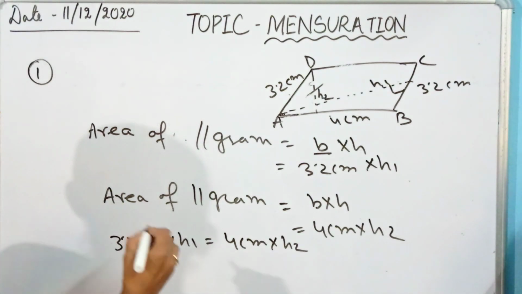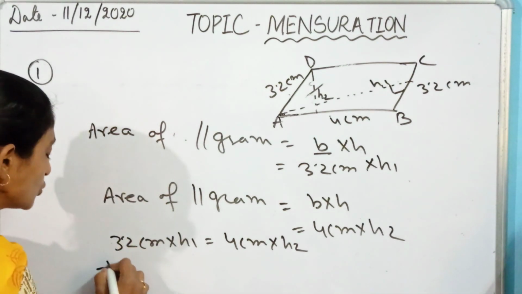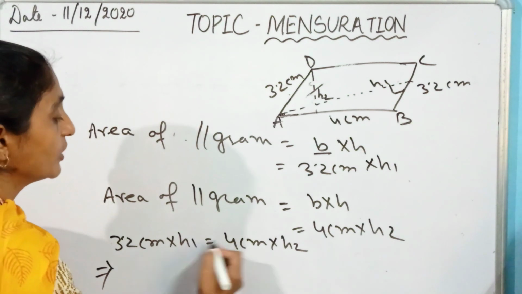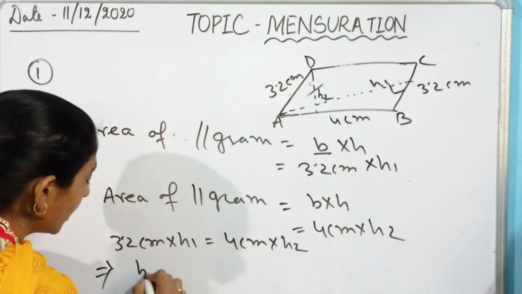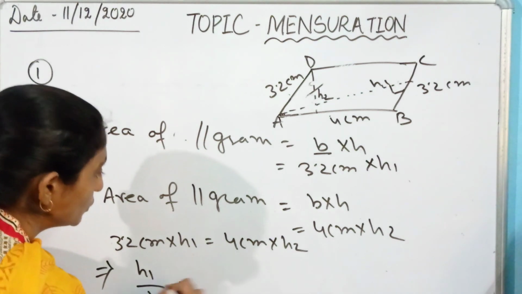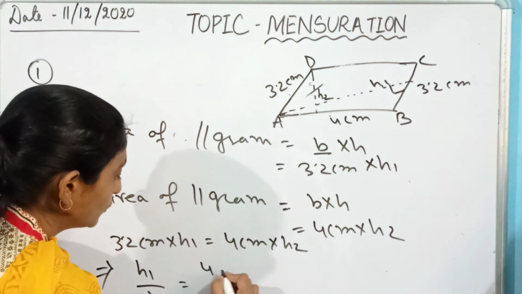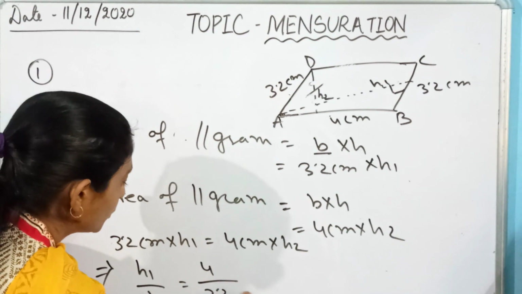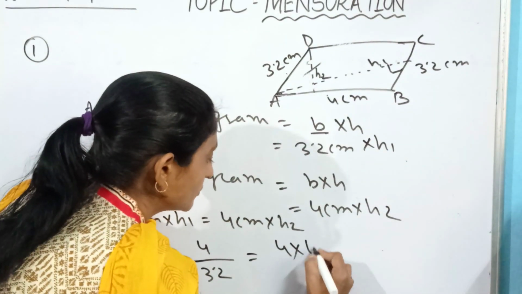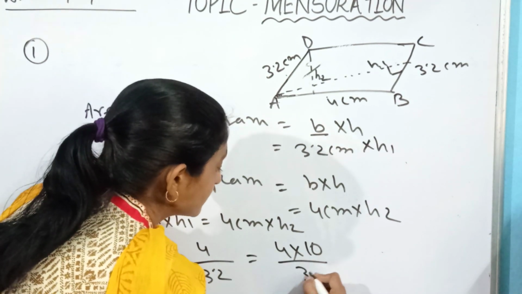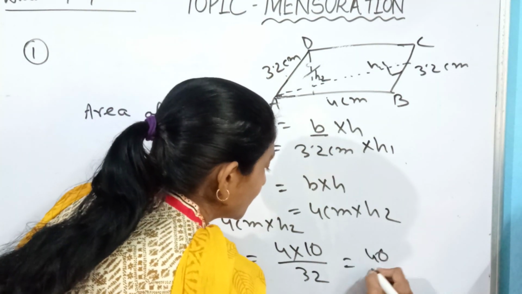Now in this question you have asked the ratio between H1 and H2, that means the two altitudes. So I can write H1 by H2 is equal to 4 by 3.2. Let's simplify this. If I remove this decimal, it will become 40 by 32.